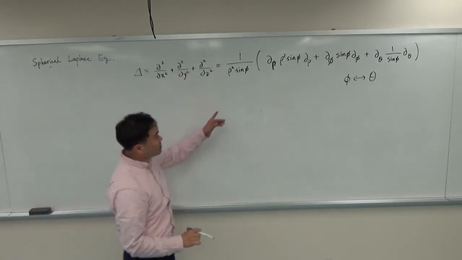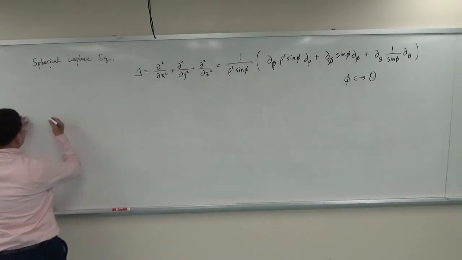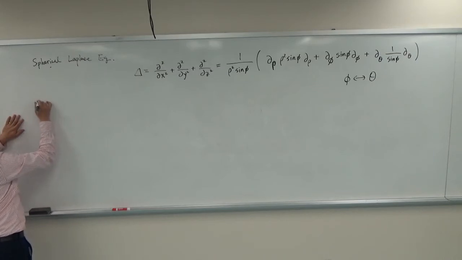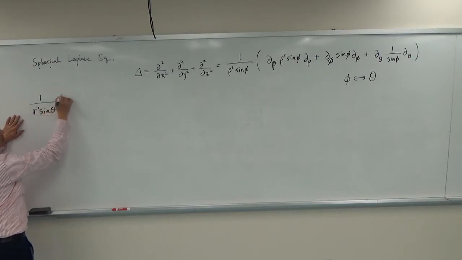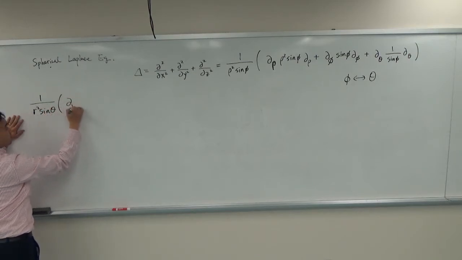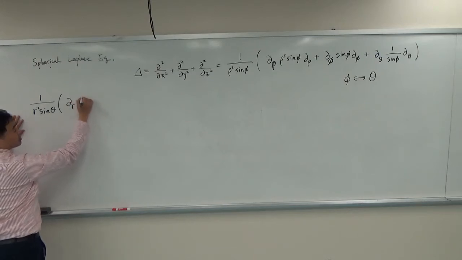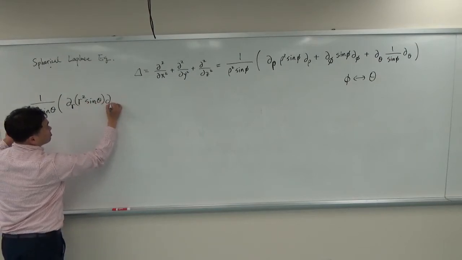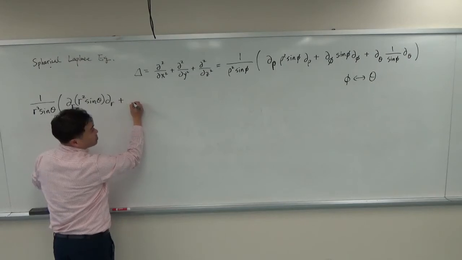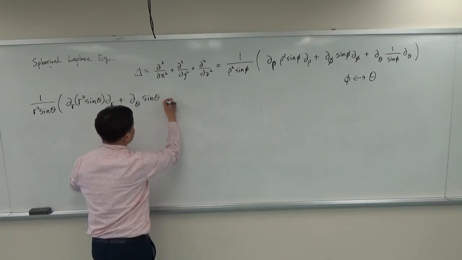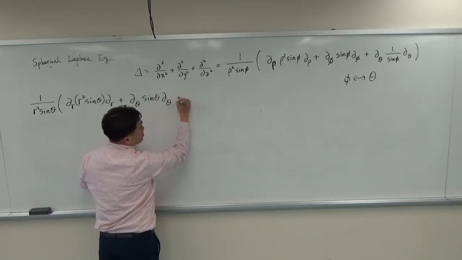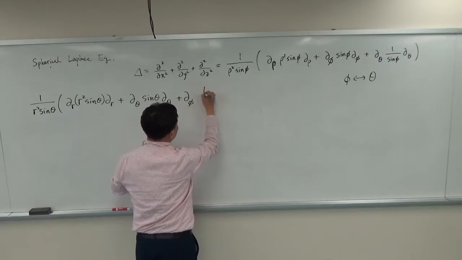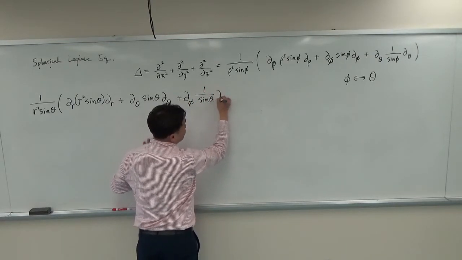But we have to first decipher what this is. Okay, so what is that? In terms of r squared sine theta, differentiation by r, of r squared sine theta, differentiation by r, plus differentiation by theta, of sine theta, differentiation by theta, plus differentiation by phi, of 1 over sine theta, differentiation by phi.